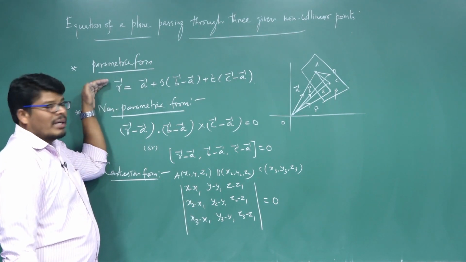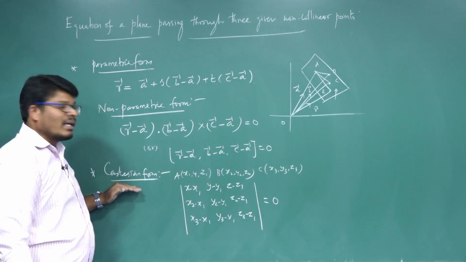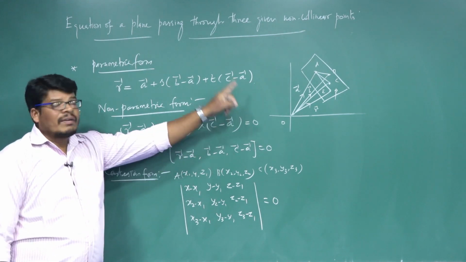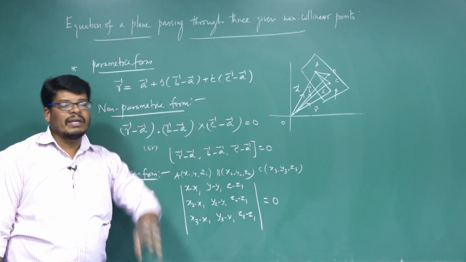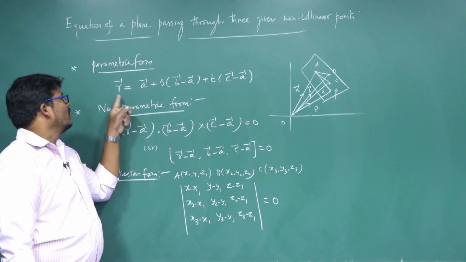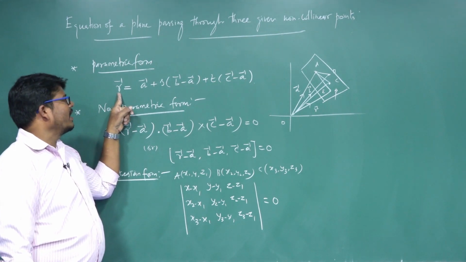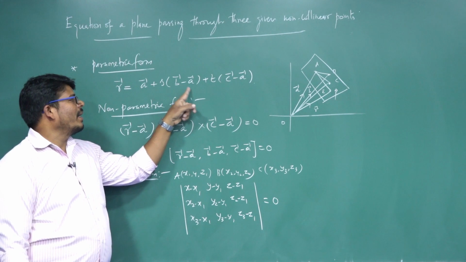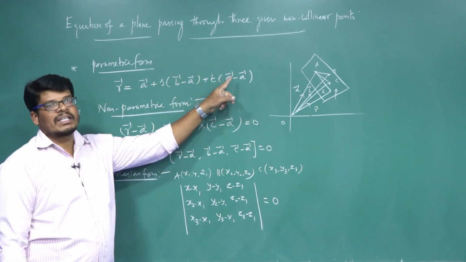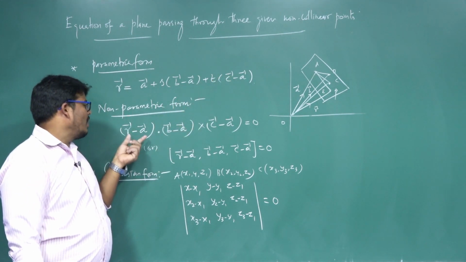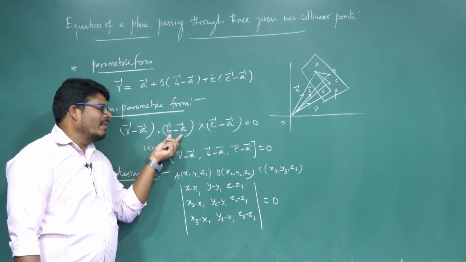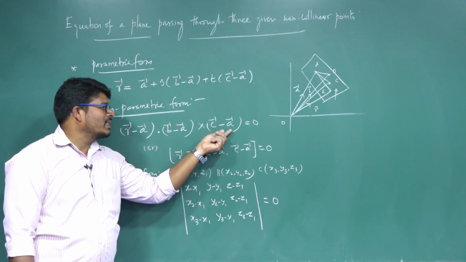There are three forms: parametric form, non-parametric form, and Cartesian form. These are the equation of the plane passing through three given non-collinear points. The first one is the parametric form: r vector equals a vector plus s of (b vector minus a vector) plus t of (c vector minus a vector). Non-parametric form: (r vector minus a vector) dot (b vector minus a vector) cross (c vector minus a vector) equals 0.